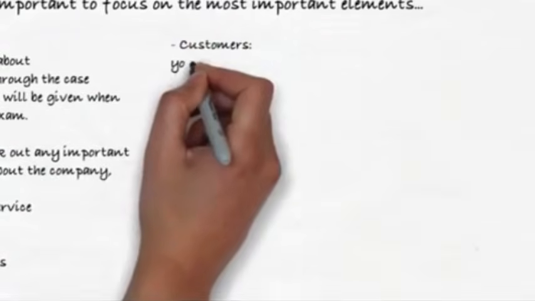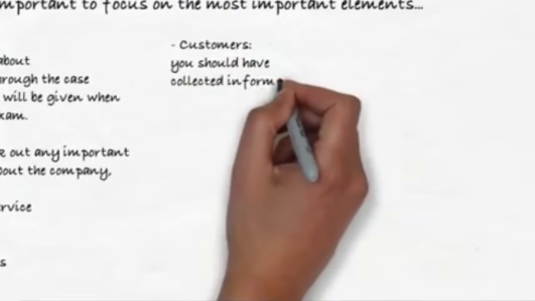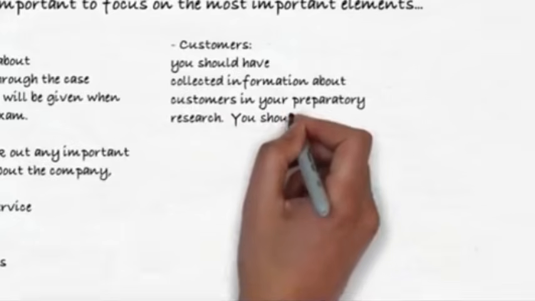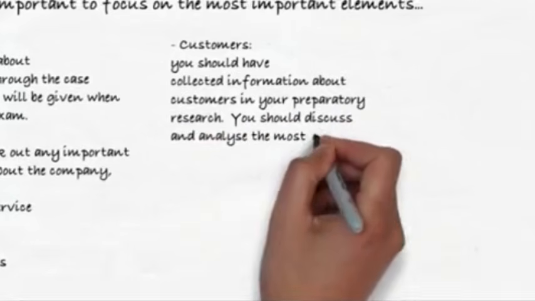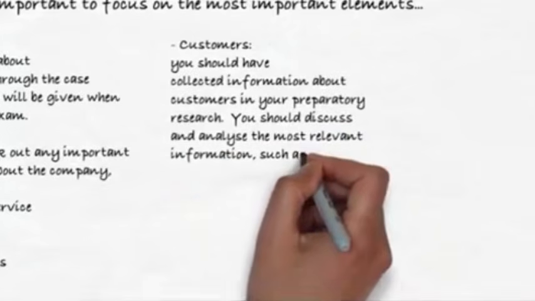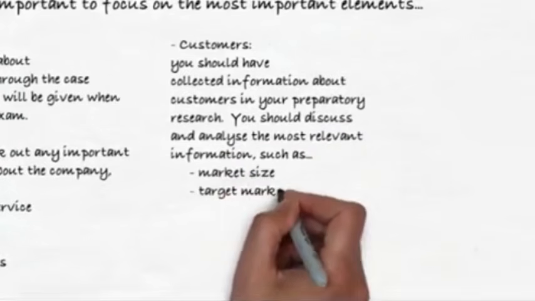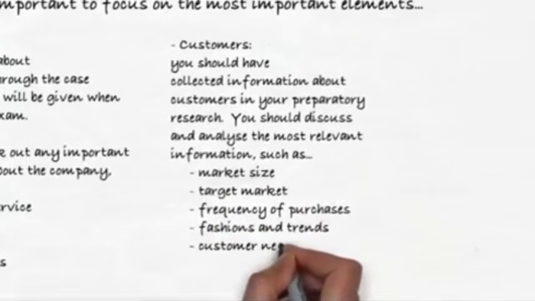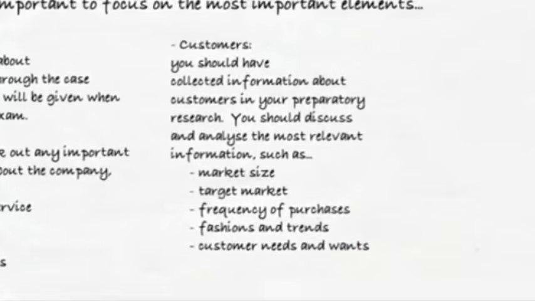Customer information is vital for marketing decisions, so you should discuss and analyse information about the market, which you should have collected in your research. Market size will tell you how many potential customers there are and how frequently they make purchases. You might also find out specific information about the target market: who they are, their income, habits, and where they prefer to make purchases. And the most important information: fashions, trends, and what the customers want and need.